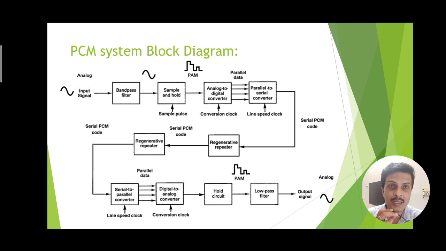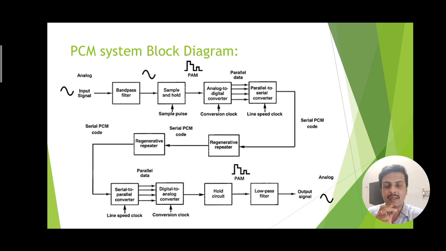because of the degradation of the binary bit when it is traveling through the communication channel. So such regenerative repeater stages will be multiple if the distance between the transmitter and receiver is very large.